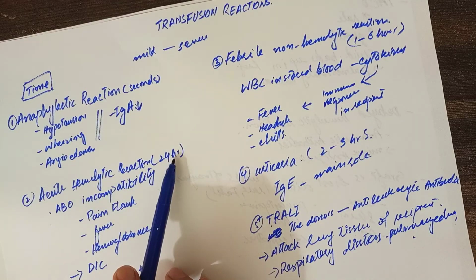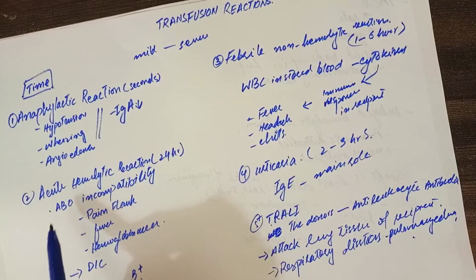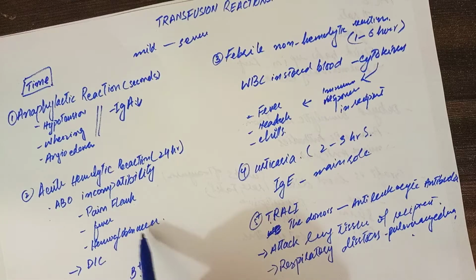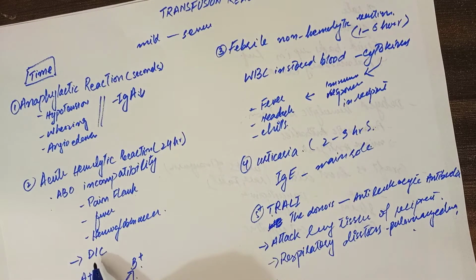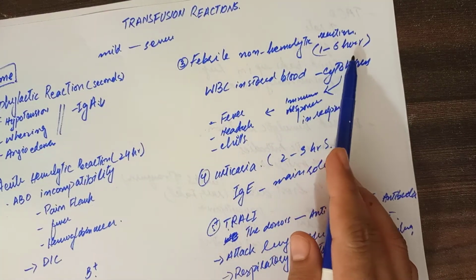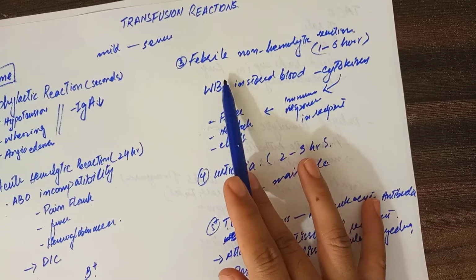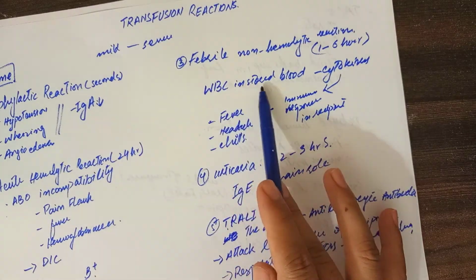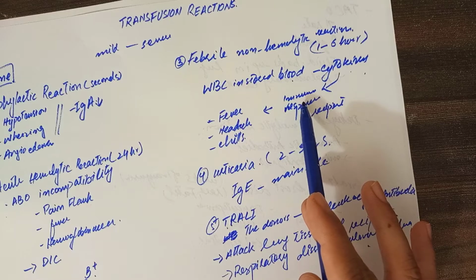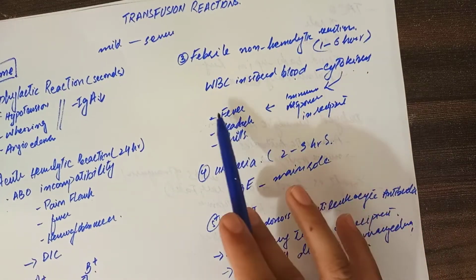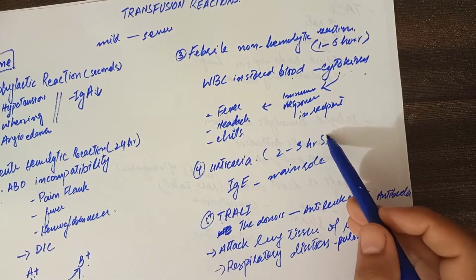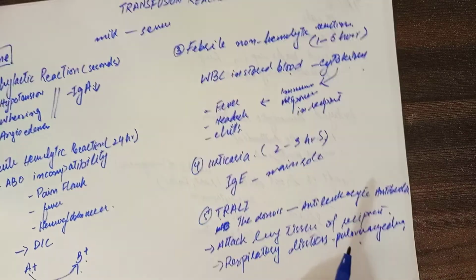The second is acute hemolytic reaction, which occurs within 24 hours of transfusing the blood. The main reason is ABO incompatibility, and it presents as pain in the flank region, fever, and hemoglobinuria, and may proceed to DIC. The third is febrile non-hemolytic reaction, which takes place within 1 to 6 hours of transfusing the blood. The white blood cells in the stored blood produce different cytokines, and these cytokines trigger the immune reaction in the recipient's blood, which leads to fever, headache, and chills. And the fourth one is urticaria, which occurs within 2 to 3 hours of transfusing the blood, and IgE plays the main role in this reaction.